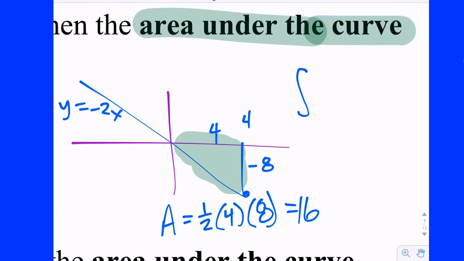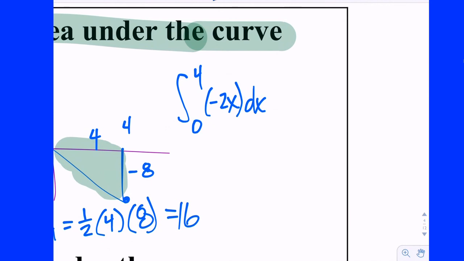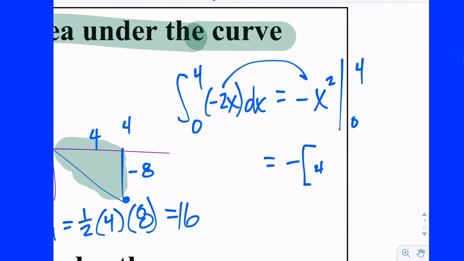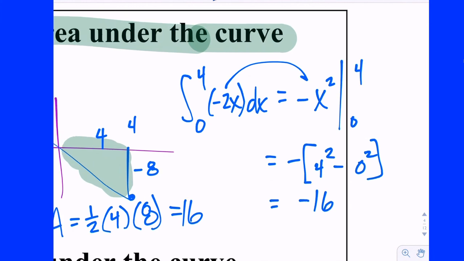Well, look, if I try to evaluate it from 0 to 4 using my shortcut, nifty fundamental theorem rule that I don't really know yet, what would be the antiderivative of negative 2x? Negative x squared, right? No plus C needed. Evaluate that from 0 to 4. Now that's negative 1 times x squared, so that would be a negative factored out. Plug in a 4 minus plug in a 0. You end up with negative 16. Is it possible to have an area of negative 16?